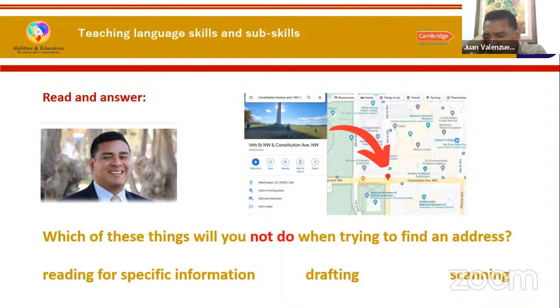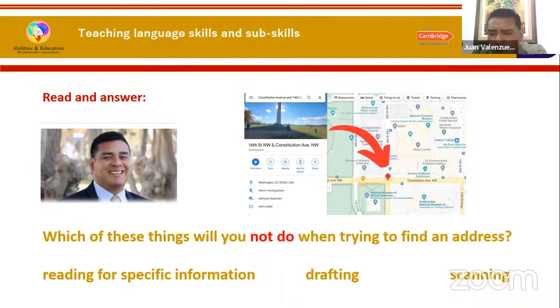Okay, yes, most of you are answering correctly. Yes, we don't do drafting. When we need to find an address, we need to read for specific information, the name of the street, the number of the place, right? Also, we do scanning. Scanning is also reading quickly, the same as skimming, but not to get a general idea. Scanning is to read quickly to find or to locate specific information.